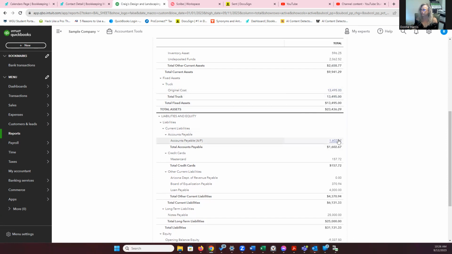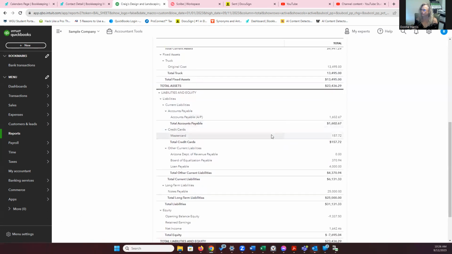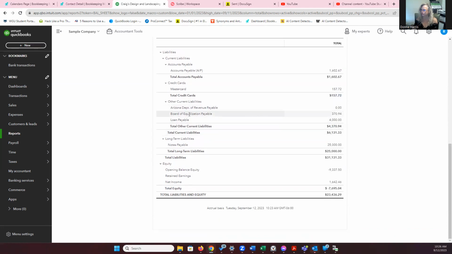We have accounts payable. So they have bills that they need to pay for $1,602 and some change. They have a MasterCard that's listed in the credit card section. They have money that they may owe to the Arizona Department of Revenue. Evidently, this is the Arizona company. So they owe money to a couple of taxing authorities here. This one has a zero balance, and this one has a $370 balance. And then they have a loan that they took out for $4,000 that is currently due. Okay.